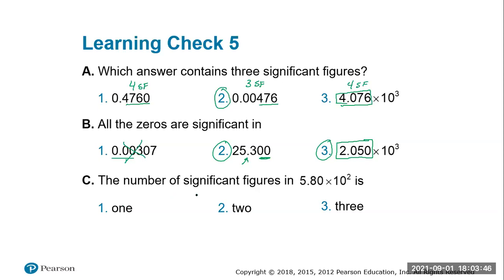Now, the number 5.80 times 10 to the 2. Again, this is written in scientific notation, which implies that all of these numbers here are significant, which should give you 3. Any questions on counting significant figures here?